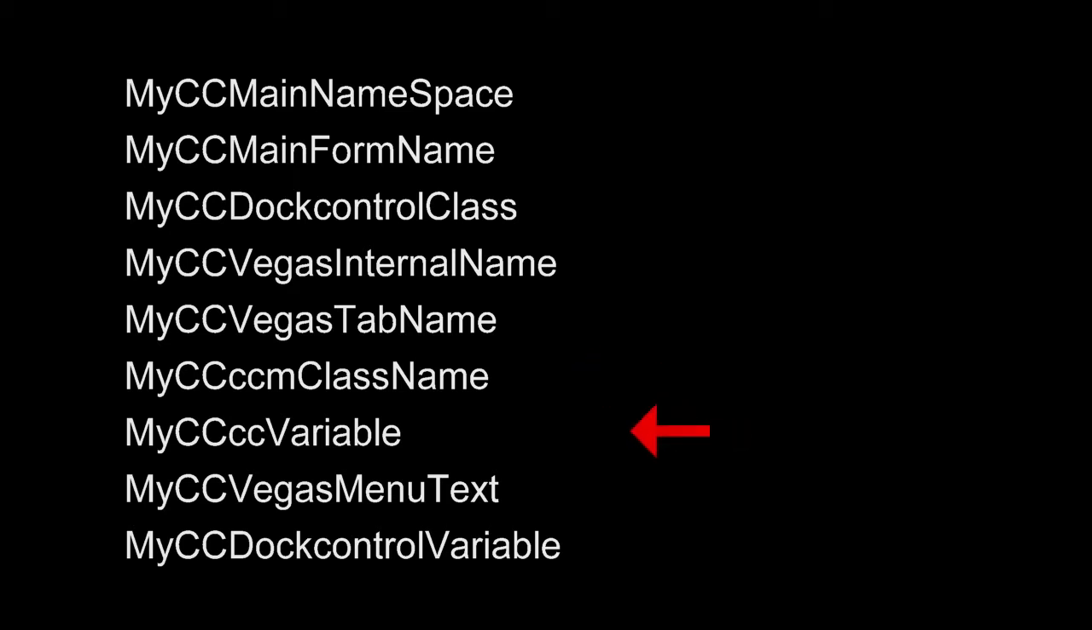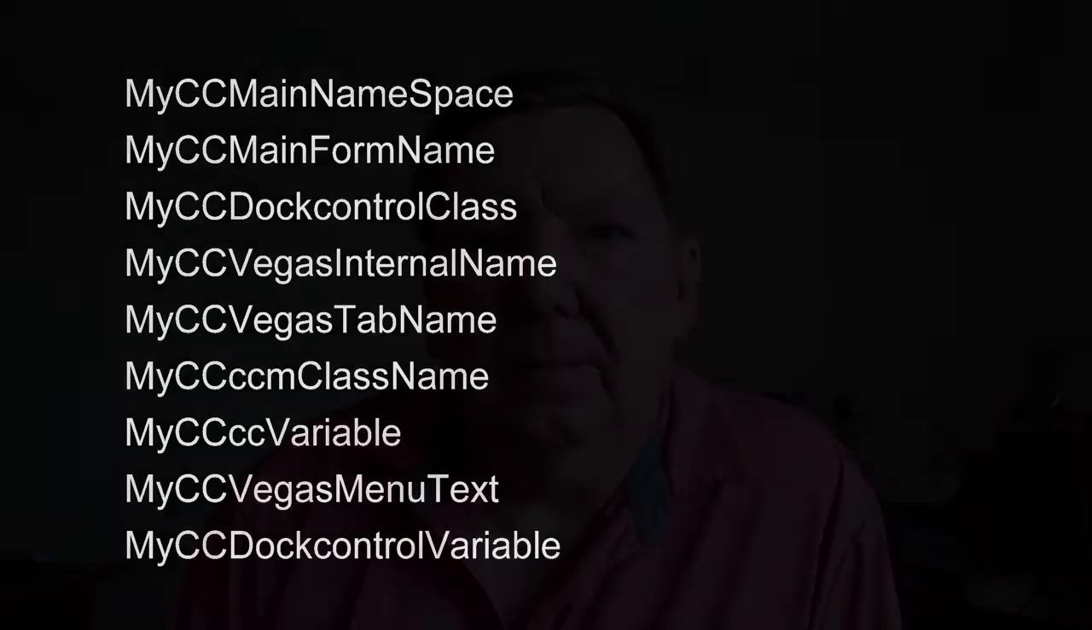The next one was CCVariable. This is a variable to hold the new custom command used to set the various settings and determine which extension it will appear in. The next is the Vegas menu text. This is the text that will show in the extensions menu. And then the last one was DockControlVariable, and this is a variable used to set the DockControl parameters.